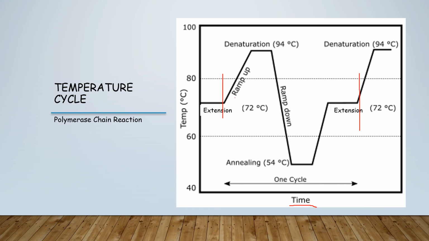So 3 different stages. So we're ramping up there to denaturation. So this time is denaturation. It then cools down to, in this instance, 54 degrees. That's our stage of annealing. And this stage is extension.